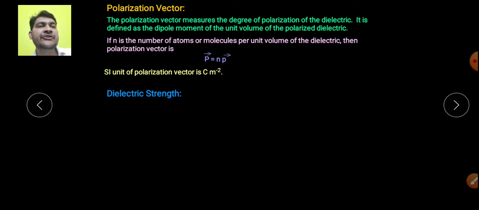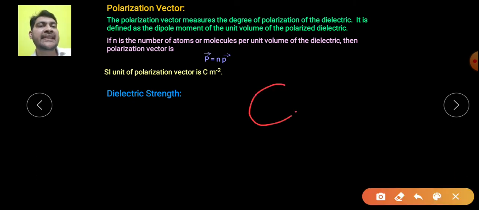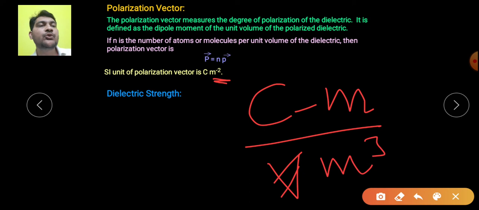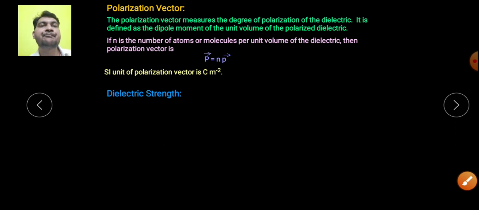Dipole moment is expressed as coulomb meter, and number of molecules does not have any dimension, but it is number of molecules per unit volume. So there is volume in denominator. Volume has dimension of meter cube. So the unit of polarization vector is coulomb per meter square. This is SI unit of polarization vector.